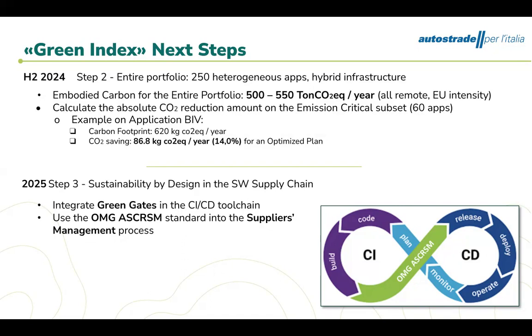Step 3 is a more ambitious one, as Massimo said before. The idea is to introduce some green gates in our CI/CD pipeline to monitor major changes in software, to see if these changes follow our requirements in terms of application sustainability. This also allows us to introduce KPIs and requirements that we want to transfer directly to our software suppliers in order to have higher quality software, also in terms of sustainability. I finished. I really thank you for the attention.